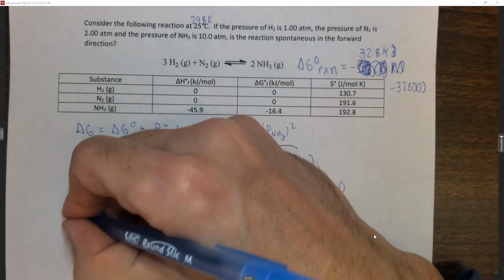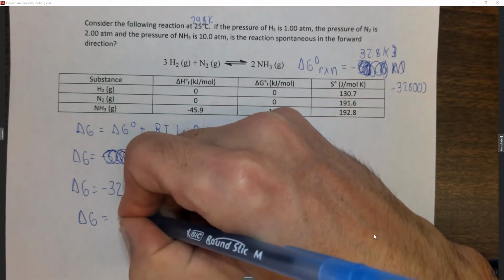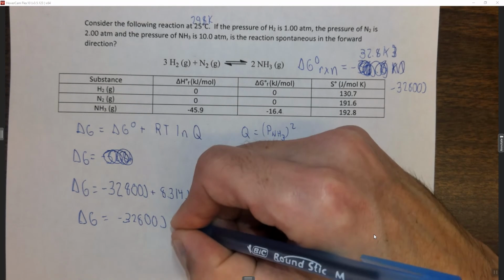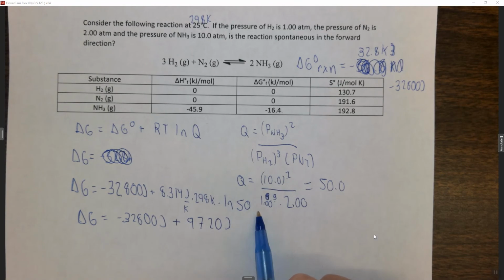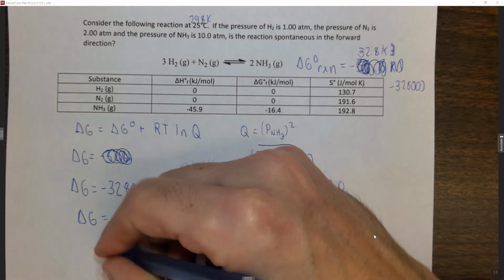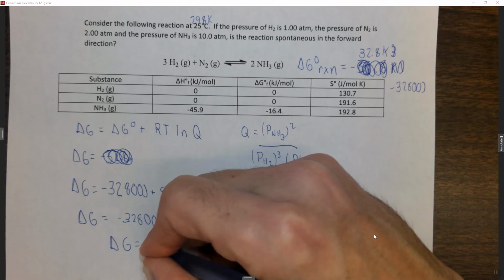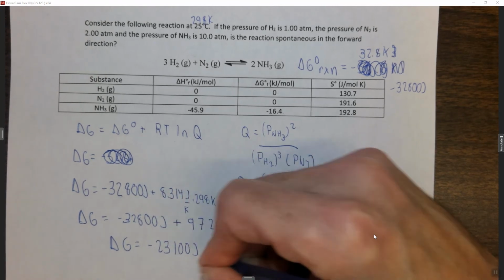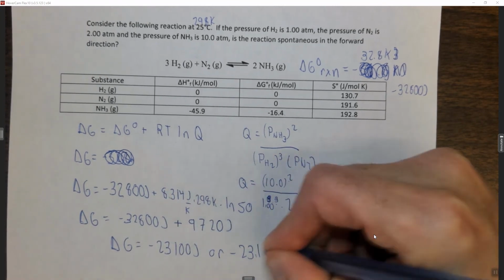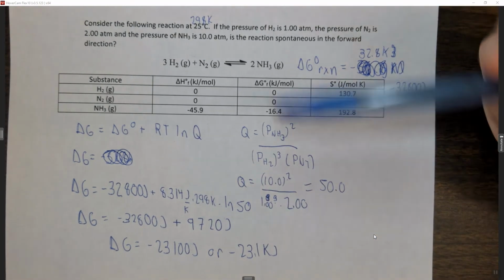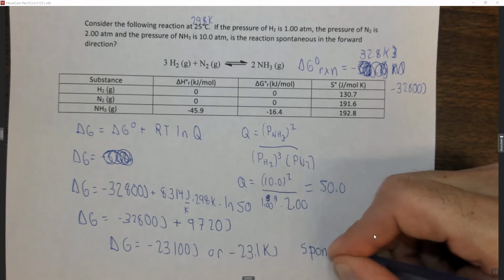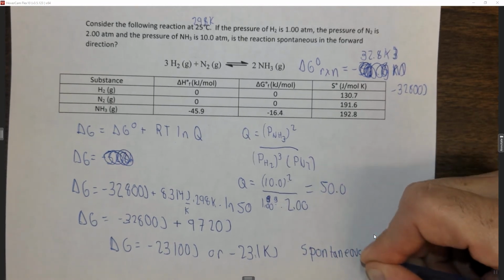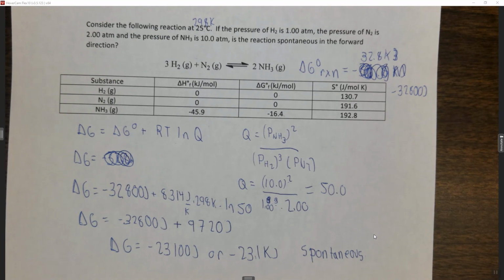All right, when you do this, you find that delta G equals minus 32,800 joules plus 9,720 joules when you multiply these three things out. And when you do the math, you find that delta G equals minus 23,100 joules, or minus 23.1 kilojoules. So under these conditions, the reaction is going to be spontaneous in the forward direction because the value of delta G is negative.